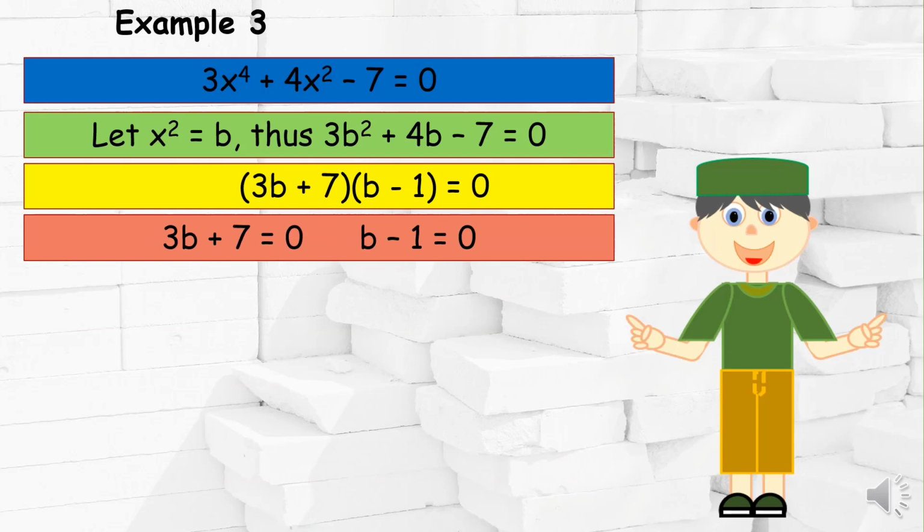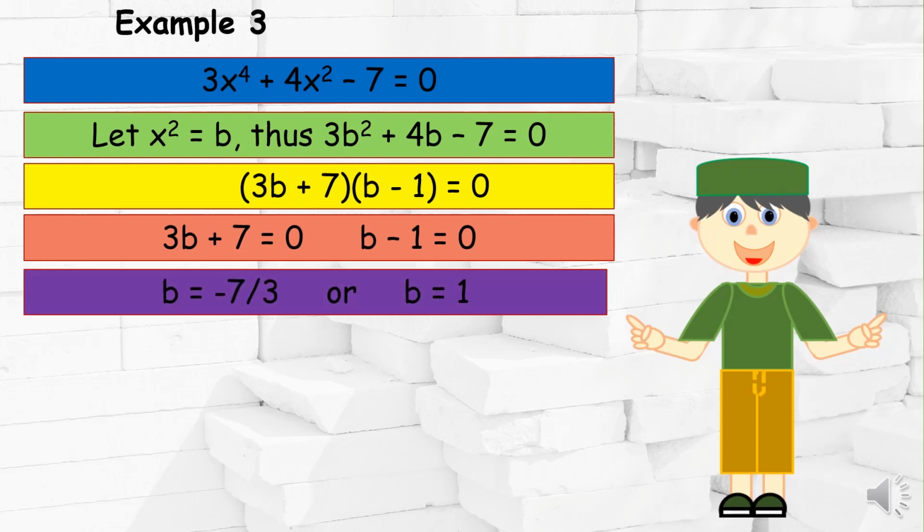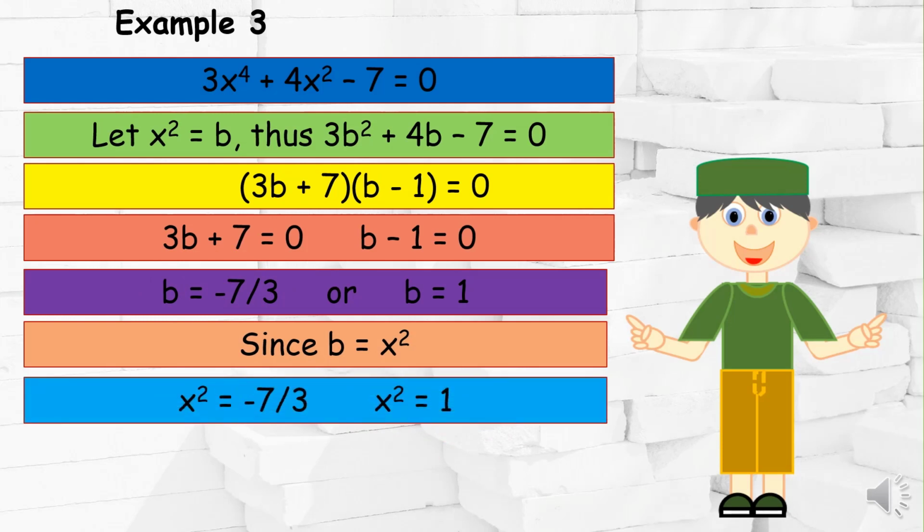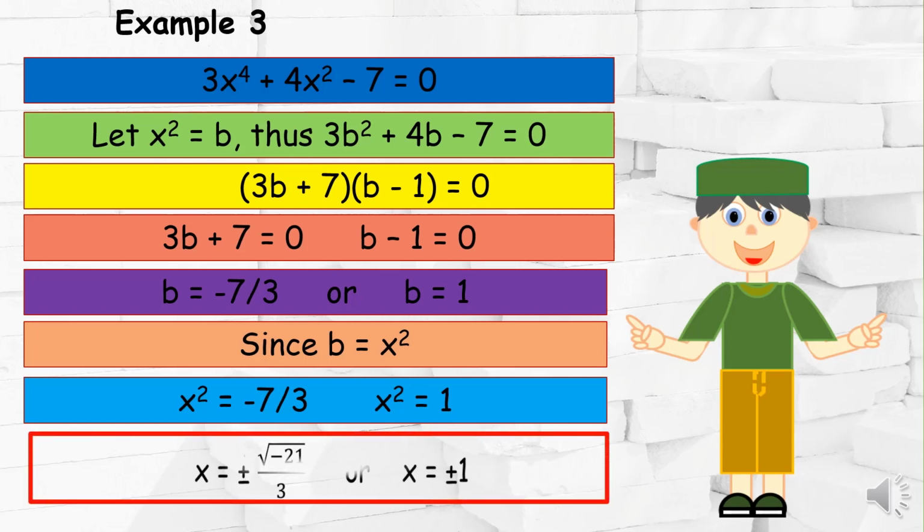Equate both factors to 0. So we have 3b + 7 = 0 and b - 1 = 0. Solving for b, we have b = -7/3 or b = 1. Since b = x², we have x² = -7/3 or x² = 1. Applying the square root property, we have x = ±√(-21)/3 or x = ±1.